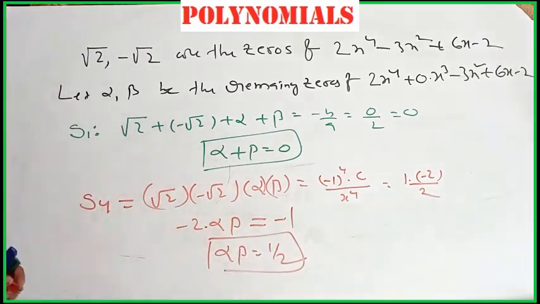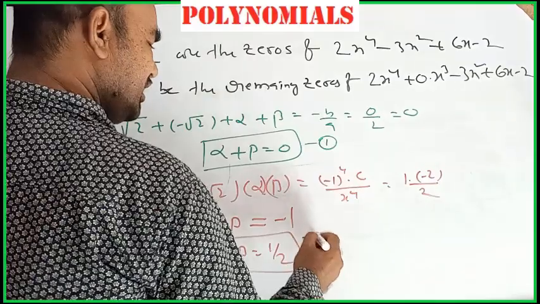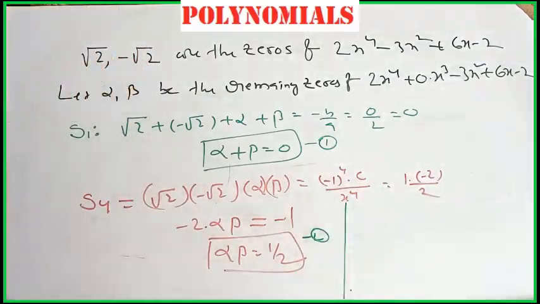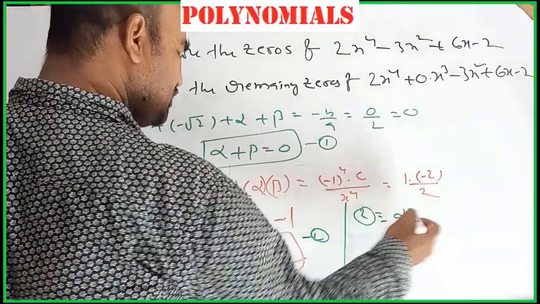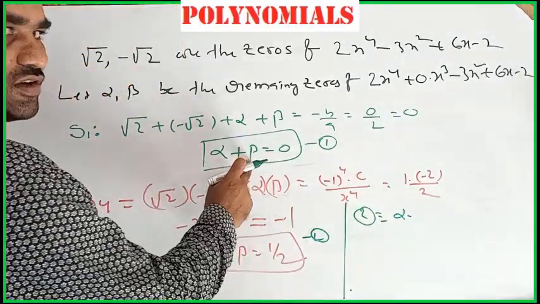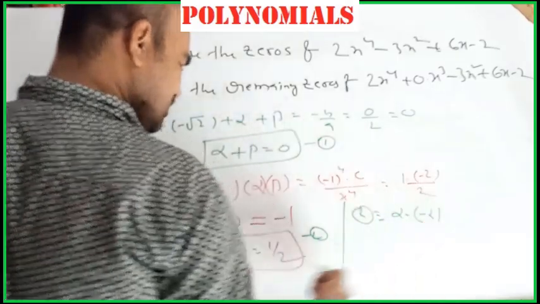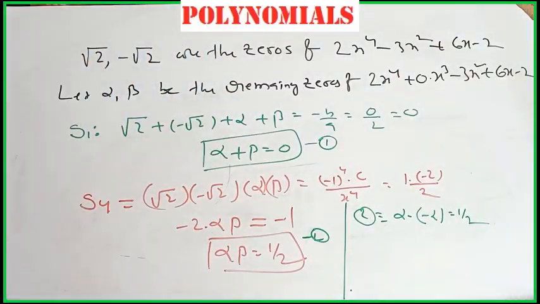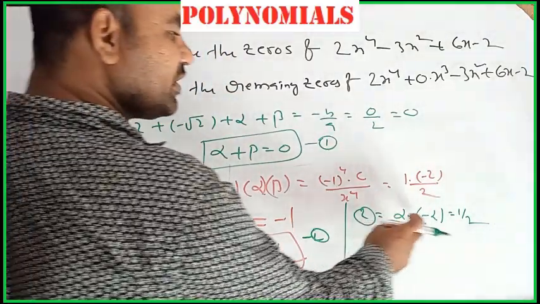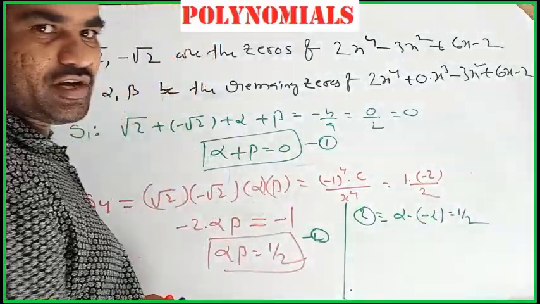We got alpha into beta equal to 1 by 2 and alpha plus beta equal to 0. By using these two relations, we want to solve for alpha and beta. Okay, so I am using the second one: instead of beta, I can write minus alpha, because alpha plus beta is 0 only, no? Minus alpha equal to 1 by 2. Okay children, here alpha into minus alpha is minus alpha square. Minus alpha square equal to 1 by 2 means alpha won't be any real number.